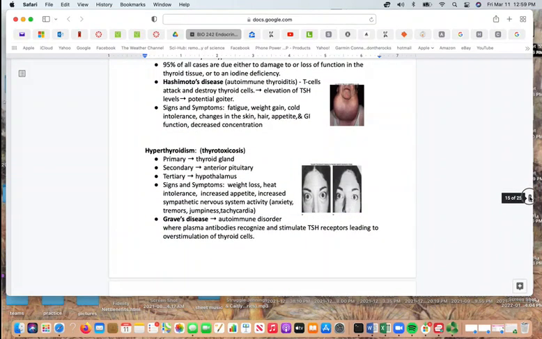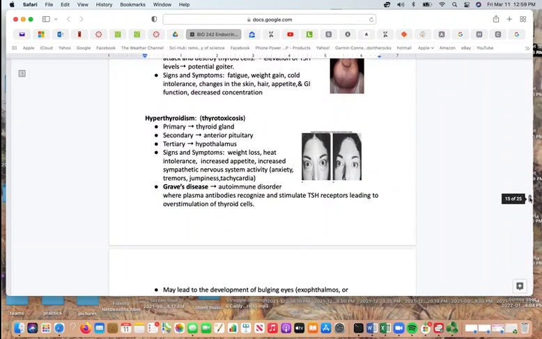Hyperthyroidism or thyrotoxicosis, again, primary is when it's in the thyroid gland, secondary if it's the anterior pituitary, tertiary if it's in the hypothalamus. Here you've got too much of it. Some signs and symptoms include weight loss, heat intolerance, increased appetite, increased sympathetic or nervous activity, so they may be kind of jittery, anxious, have tremors, tachycardia, fast heart rate.